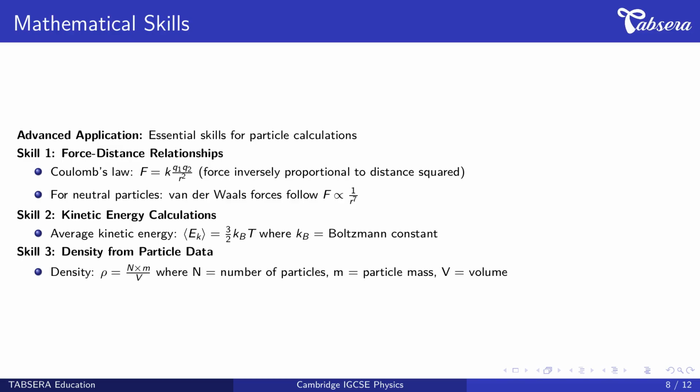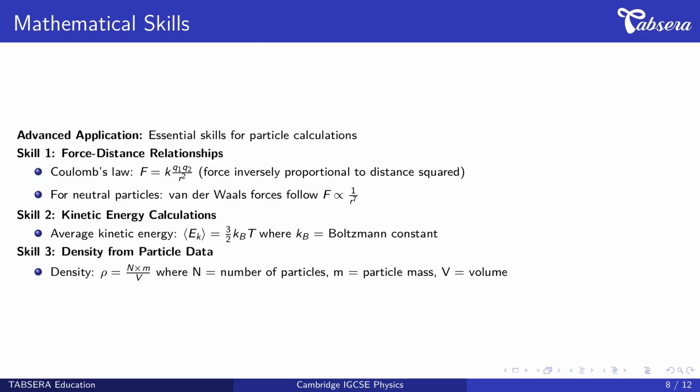Let's examine three key skills. First, force-distance relationships. For charged particles, we use Coulomb's law. F equals K times Q1 times Q2, divided by R squared, where K is Coulomb's constant, Q1 and Q2 are the charges, and R is the separation distance. For neutral particles, van der Waals forces follow F proportional to 1 over R to the 7th power.